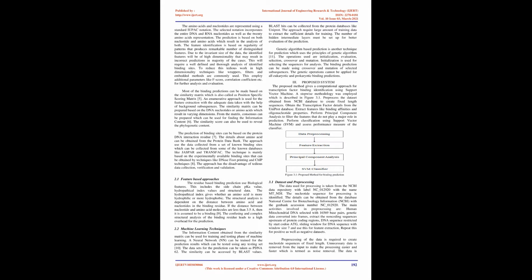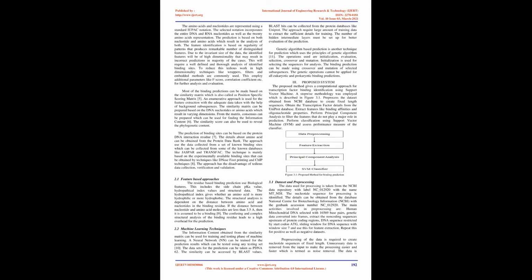The feature identification is based on regularity of patterns that produces a remarkable number of distinguished features. Due to the invariant size of the data, the identified features will be of high dimensionality, which may result in incorrect predictions in the majority of cases. This will require a well-defined and thorough analysis of identified binding sites. To reduce this tedious work in high dimensionality, techniques like wrappers, filters and embedded methods are commonly used. These employ additional parameters like F-score, correlation coefficient, etc. for further analysis and evaluation.